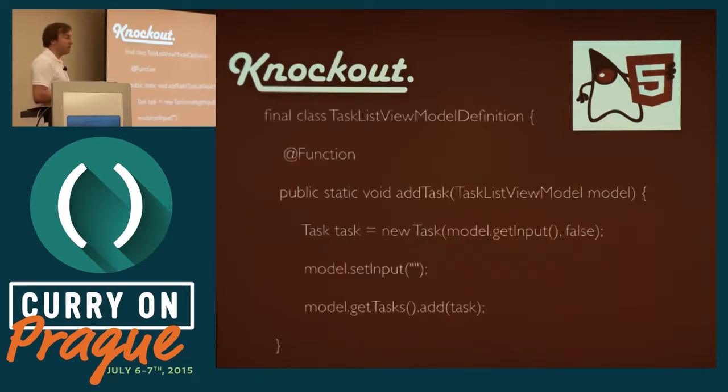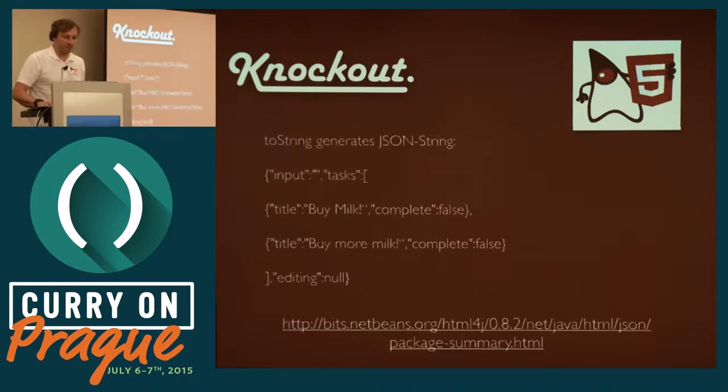And you can also have functions. That's what the view can call. Because if you click a button in the view, something has to happen with the view model. And for this, we define functions. And for example, we have this add task function, very simple, creates a new task, and adds it to the list of existing tasks.